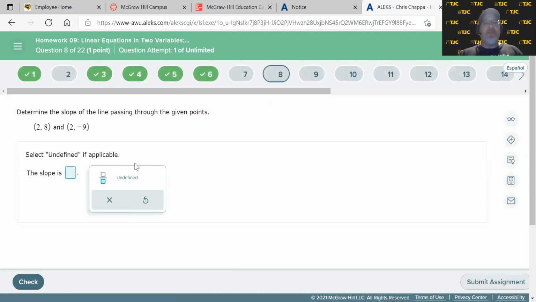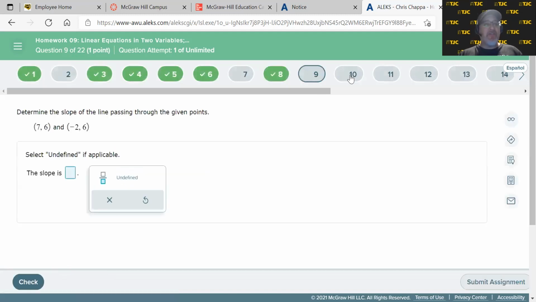And it doesn't take too long for these guys to get a little bit out of control. Notice it says select undefined if applicable. Gee, I wonder what's going to happen here. If we set this up as the second y, so negative 9, minus the first y, so minus 8, and on the bottom, the second x, 2, minus the first x, 2, you notice the bottom is going to equal 0. And the top is going to equal negative 17. Not that it's really going to matter. You can't have 0 on the bottom of a fraction. This fraction is undefined. And so the slope is also undefined. Now, what type of line is it if the slope is undefined? Vertical.